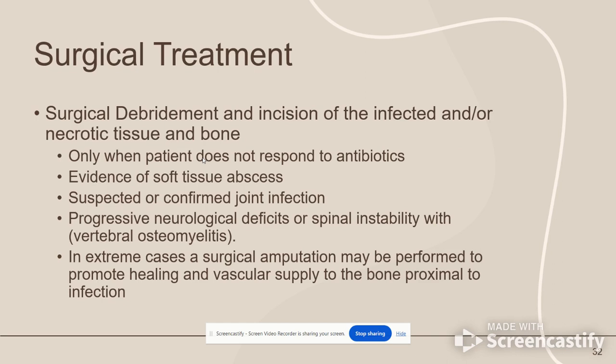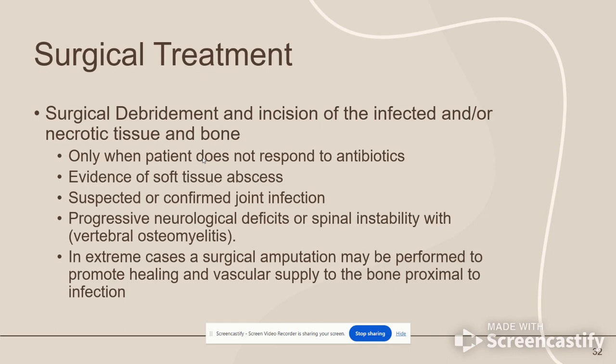So surgical options for these patients, we can do surgical debridement and incision of the infected and or necrotic tissue and bone. This is like the last option that they want to do. First, they want to try to see if they can treat the patient with antibiotics. They will do this if there's evidence of soft tissue abscess, if they suspect or there's a confirmed joint infection, if they have progressive neurological deficits or spinal instability, like with vertebral osteomyelitis, so that's osteomyelitis in your spinal column.